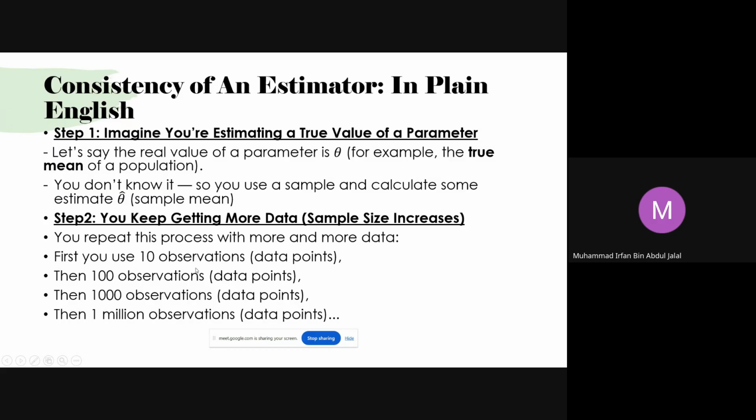First, you use your 10 observations, or we call that data points or data. And after that, you take another 100 observations or data points. In this case, for example, 10 patients, and calculate the blood pressure. And after that, you take 100 observations and see the blood pressure. And then 1,000 observations. And after that, 1 million observations, and see what happened to the sample mean. Is it going to converge, or is it going to get nearer and nearer to the population mean for the quantity of interest, for example, your blood pressure or your blood glucose?